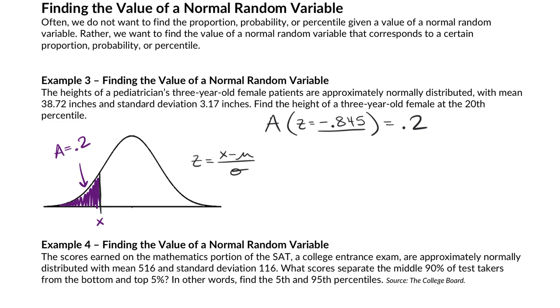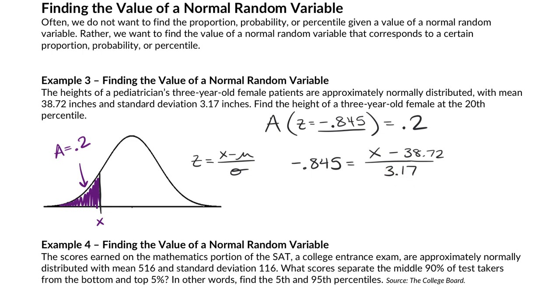We're going to plug in what we know, which means we know the z-score is negative 0.845. We know the mu for this equation is 38.72. We know sigma is 3.17, which means we can solve for the x. We can solve for the height of a 3-year-old female at that 20th percentile. If we were solving for x, what would we do?